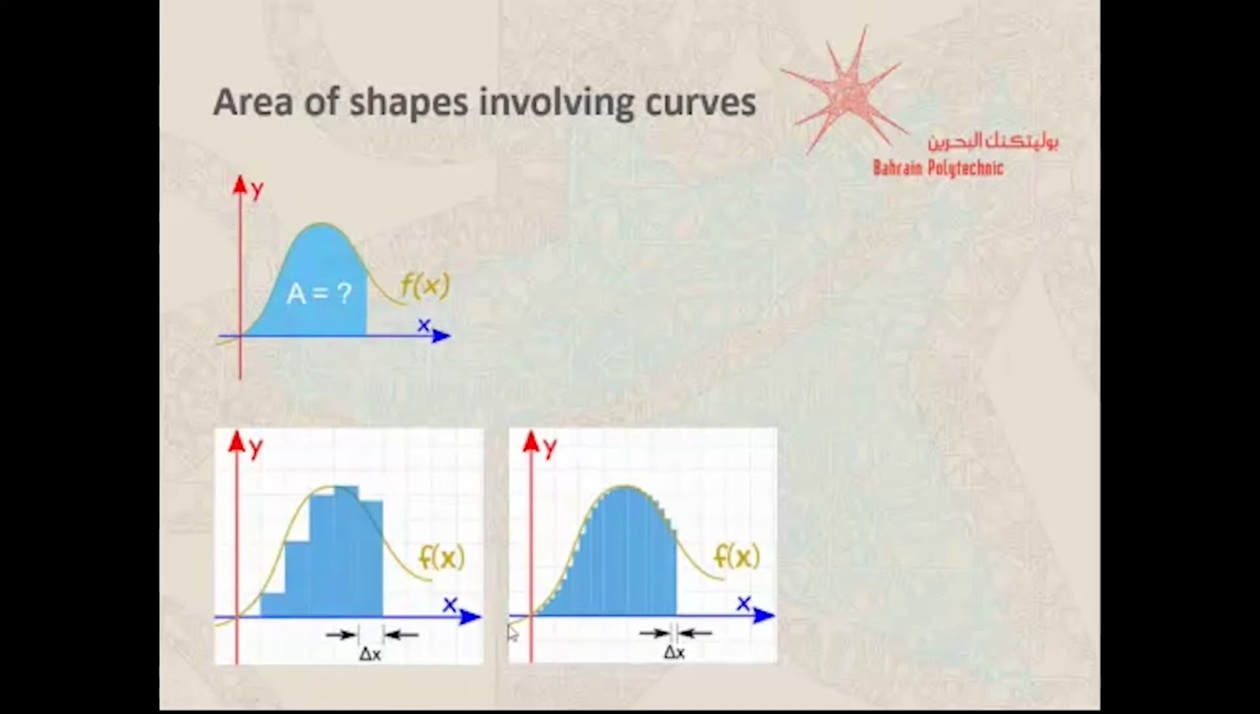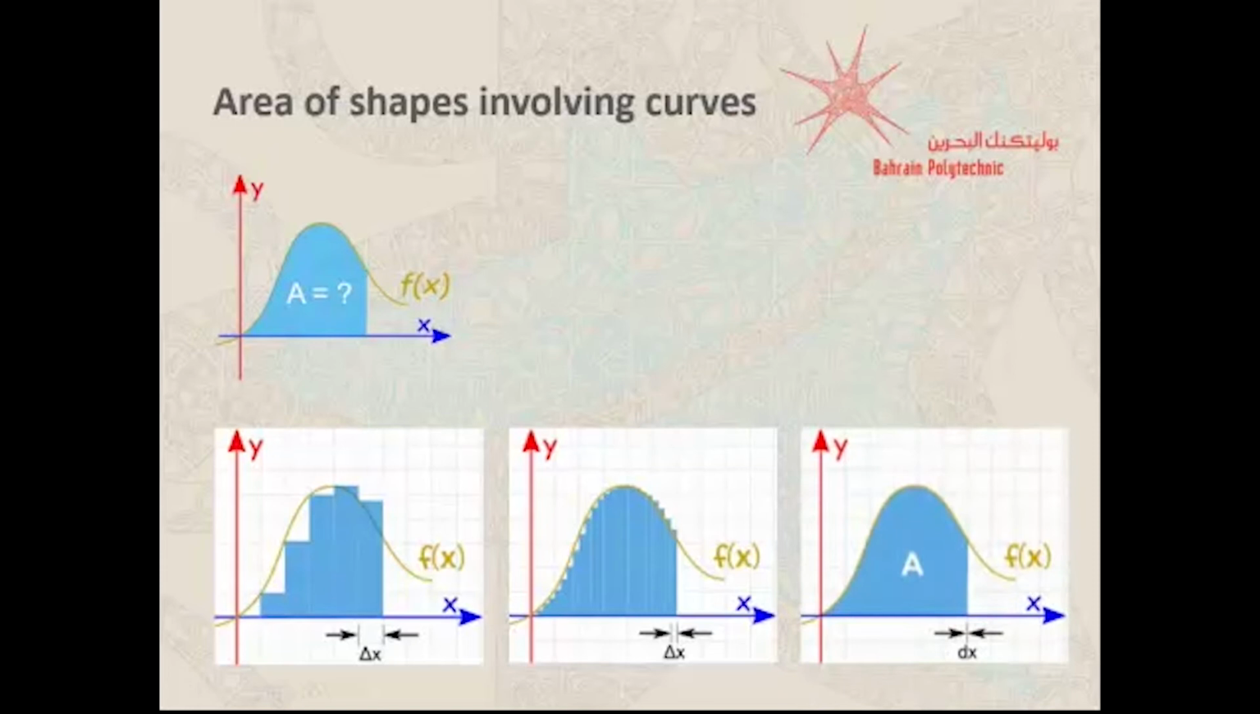And of course, if I want to get even closer, then I make the delta x even narrower. And as delta x, which in this case I'm going to call dx, approaches the value 0, gets so close to 0, the sum of the areas of all of these rectangles is going to be as close as possible to the true area of the curved shape.